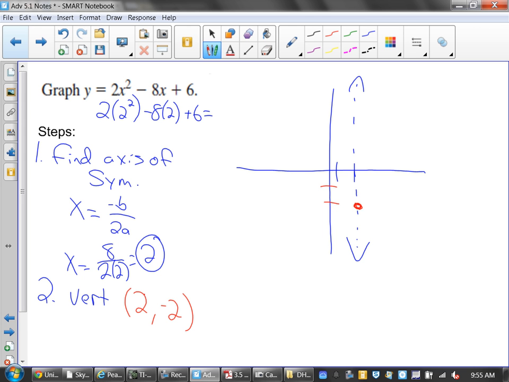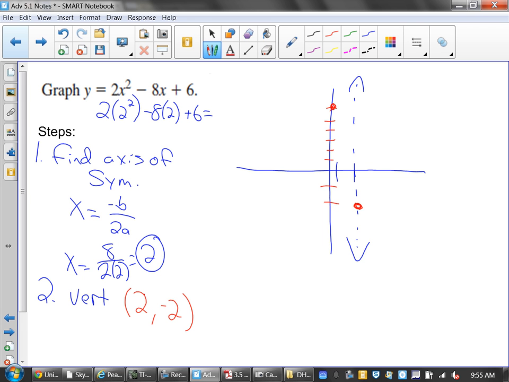From there, since we're doing rough sketches today, we're going to use some very easy numbers to plot sets of points. What is the easiest number to substitute into that equation to figure out a y value? 0. Because what's 0 squared? 0. What's 0 times 2? 0. What's 8 times 0? 0. What's 0 minus 0? 0. What's 0 plus 6? 6. So at 0, I know it's at 6. Everybody with me on that?